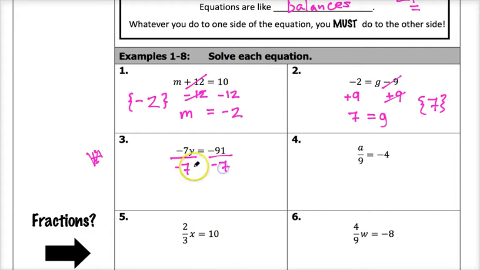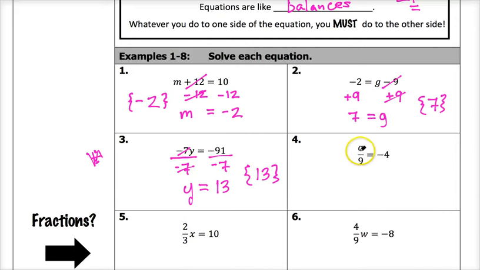So we're dividing by negative 7 on the left and on the right side. When I divide on the left, it cancels out my negative 7, so I just get my y equals negative 91 divided by negative 7 is a positive 13. So your solution to this equation is 13.